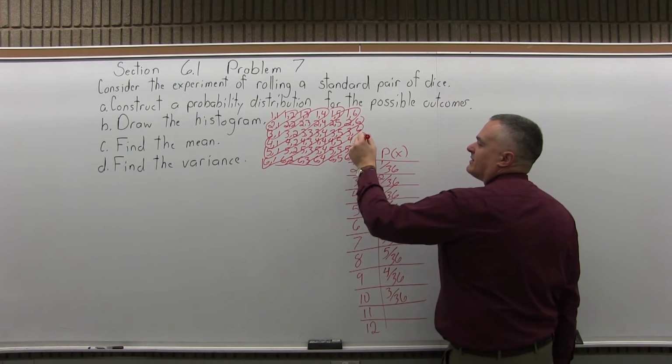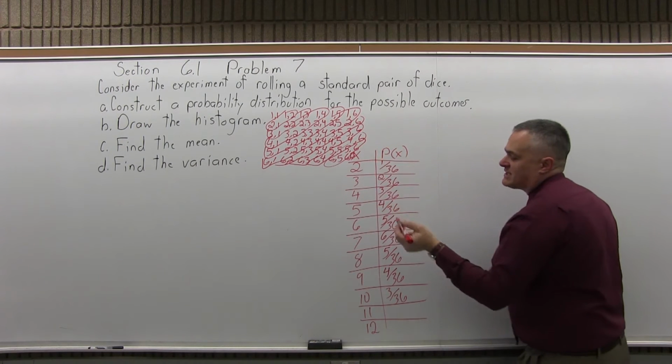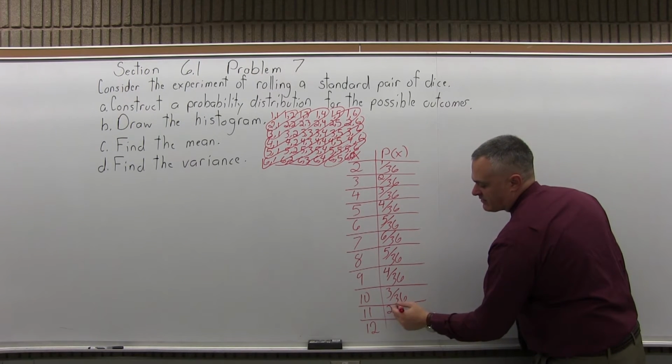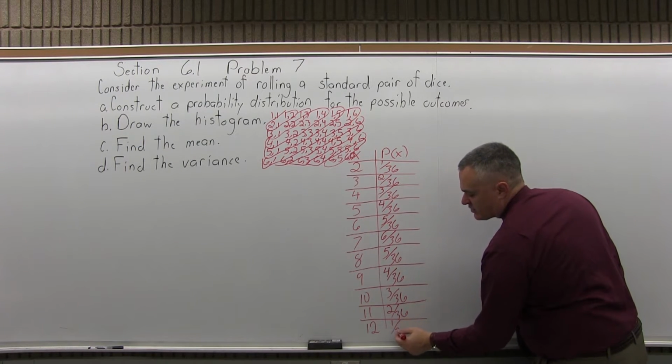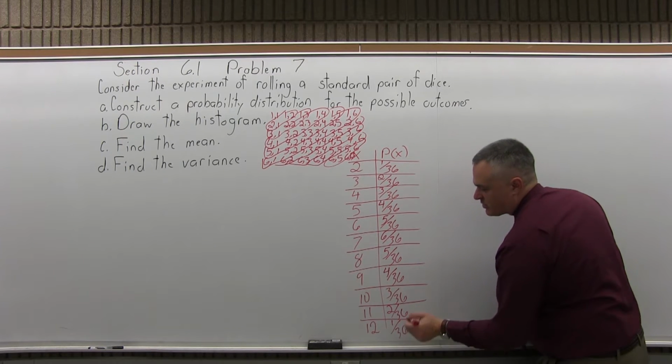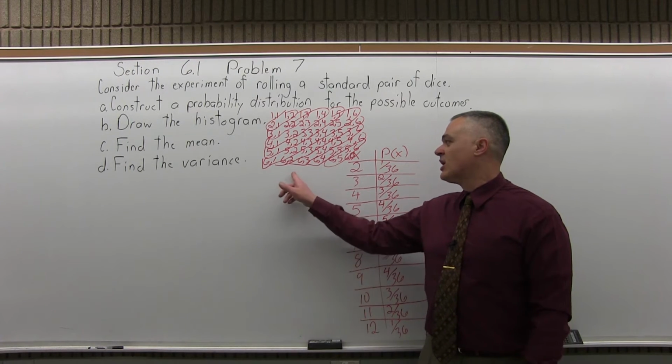Probability of getting an 11. There's only 2 rolls that give me an 11: 6, 5 and 5, 6. So 2 rolls out of 36 altogether give me an 11. And finally, a 12. 12 is unlikely. There's only 1 roll out of 36 that gives you a 12, which is 6, 6. Or some people call it boxcars if they play with dice a lot.